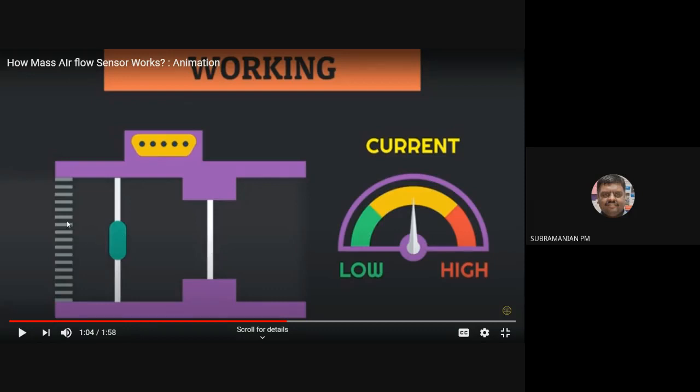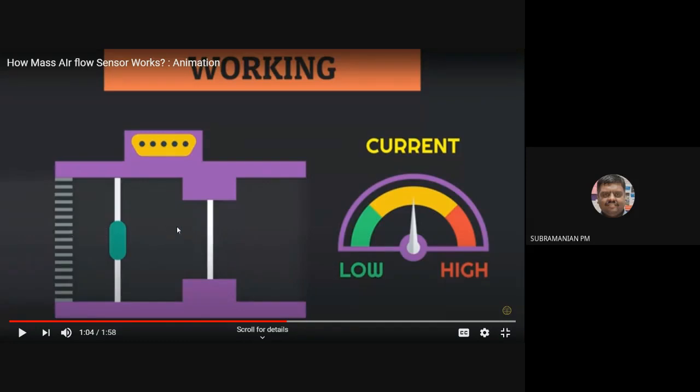So what will happen when this air flows over this? Why do I have to keep the wire above 30? Then only heat transfer will take place. You might have studied, heat transfer takes place from high temperature to low temperature. So when heat has to transfer from the wire to the air, the temperature of my wire should be higher. That is why the ECU is sending current to this wire and keeping the temperature higher.